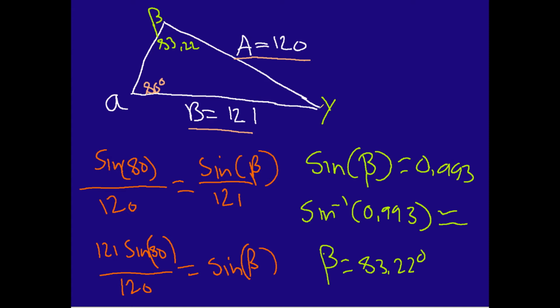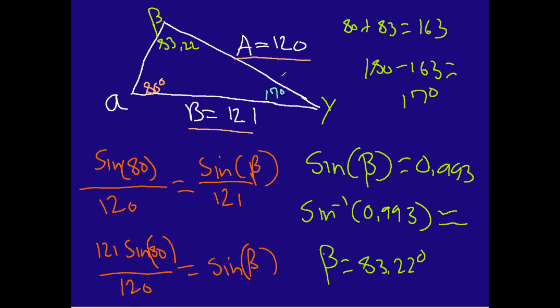Now, if we want to figure out the measure of gamma, we just take 80 plus 83 to make it simple, and that's going to equal 163. Then we do 180 minus 163, and we get 17 degrees. As you already know, a triangle has 180 degrees inside it. So we know that gamma is going to be 17 degrees.